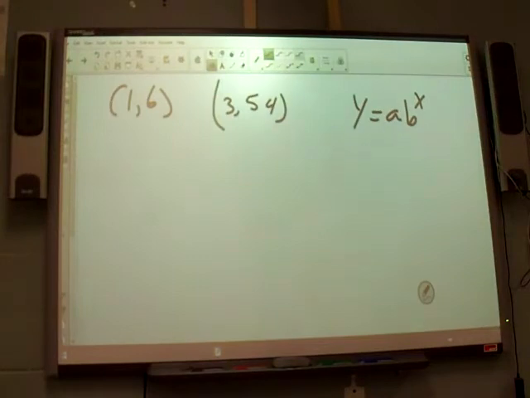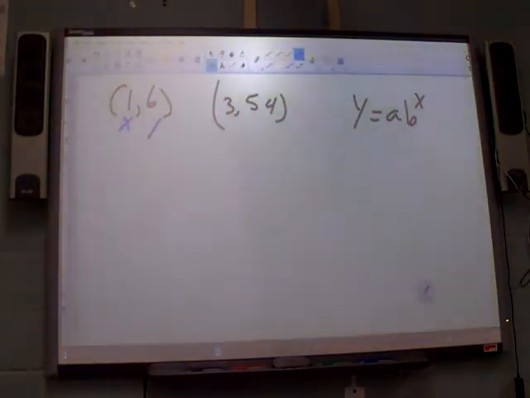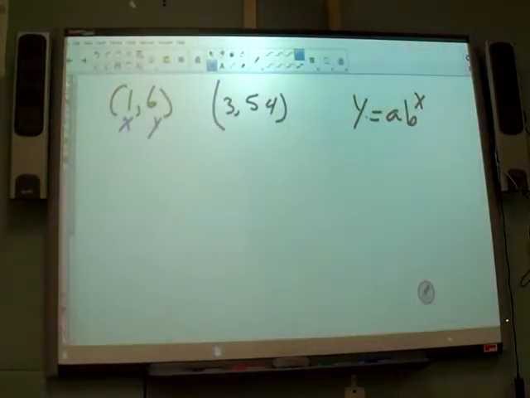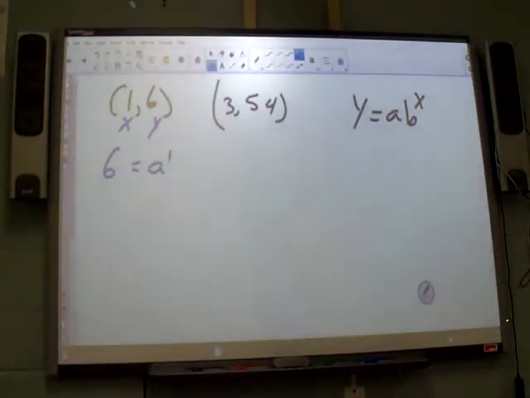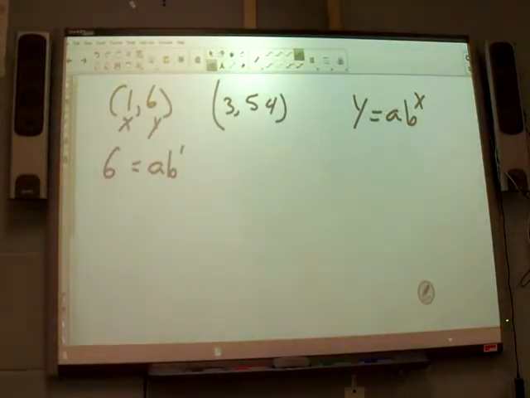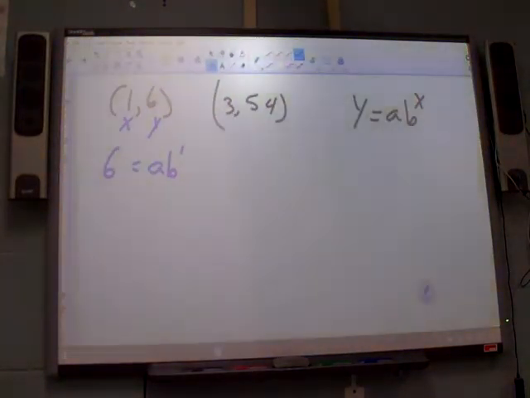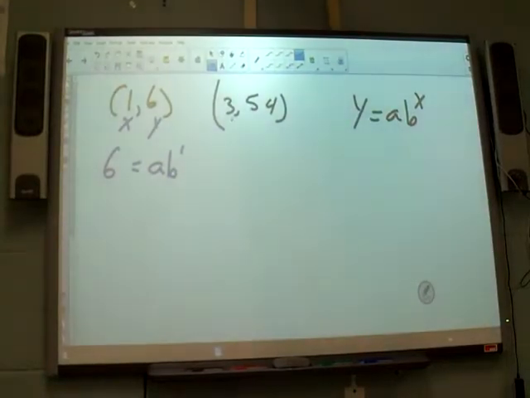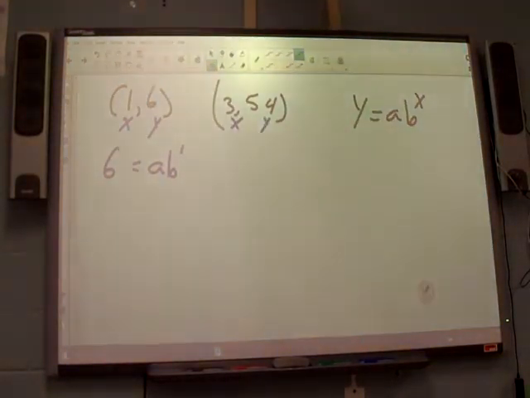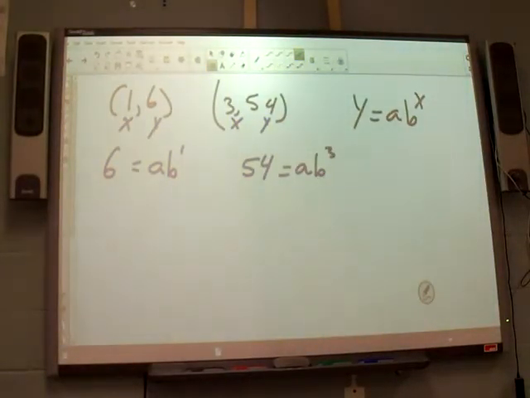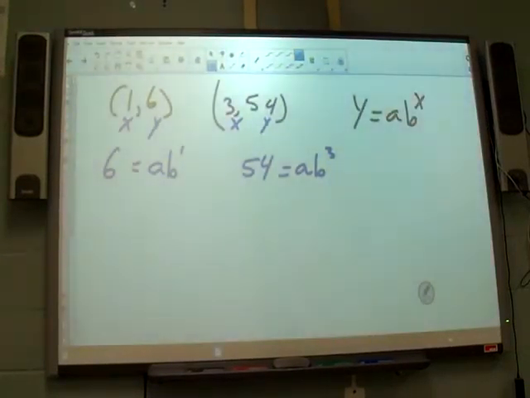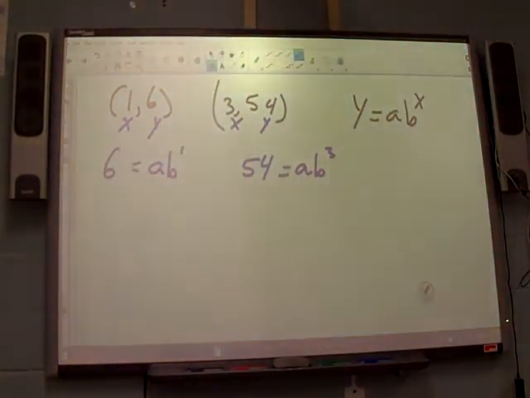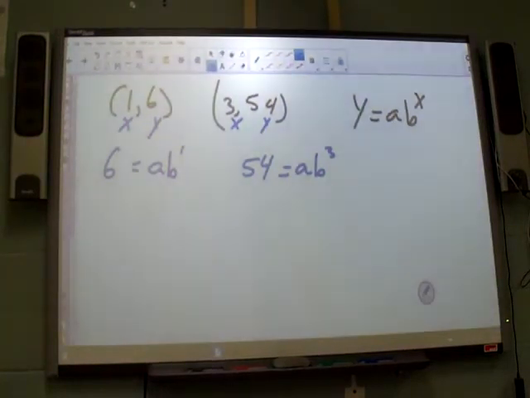So I'm going to come over here to my 1 and 6. There's an x, there's a y, so I'm going to plug those in for the x and the y in that equation. So I'm going to have 6 equals ab to the first power. Get this, Michaela? You're going to wish you had it. Same thing with the 3 and the 54. That's my x and my y. So I'm going to have 54 equals ab to the third power. So that was step 1. We plugged in the x's and the y's, and we made 2 new equations.